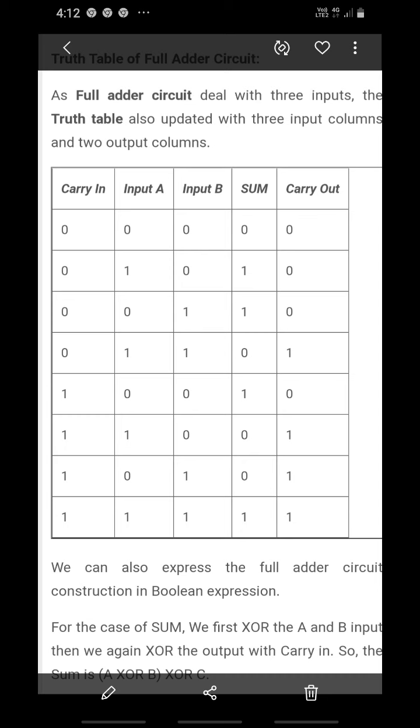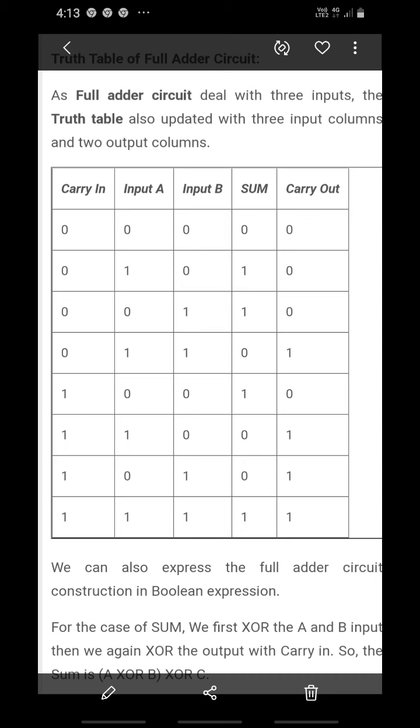So 1 plus 0 is 1, carry is 0, 1 plus 1 is 0, sum carry is 1, and here 1 plus 1 again sum is 0, carry is 1. The next, 1 plus 1 plus 1, so sum is 1, carry is 1.